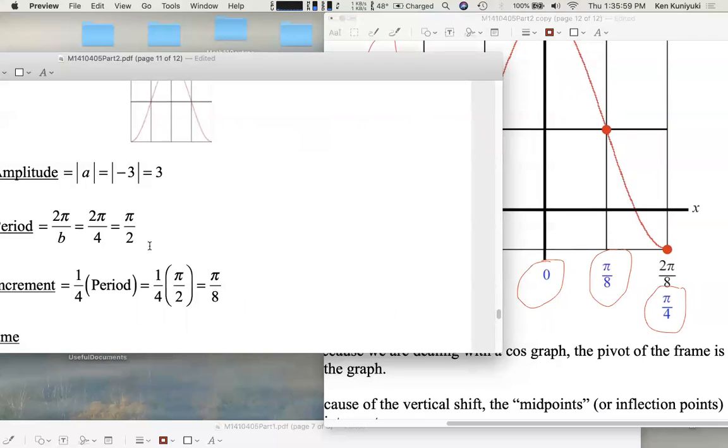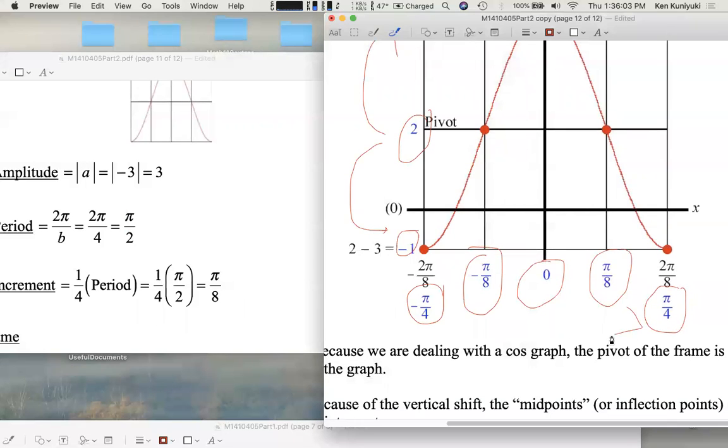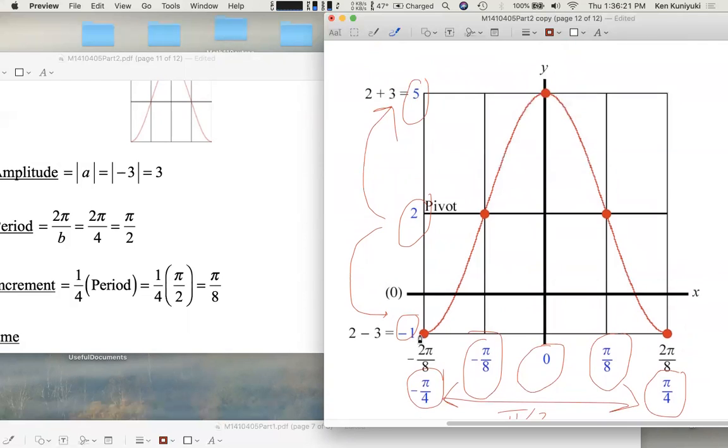Where does the period come in? The period is pi over 2. Pi over 4 minus negative pi over 4 is pi over 2, the period. The period is the width of this cycle. Pi over 4 minus negative pi over 4. That's the period. All right.